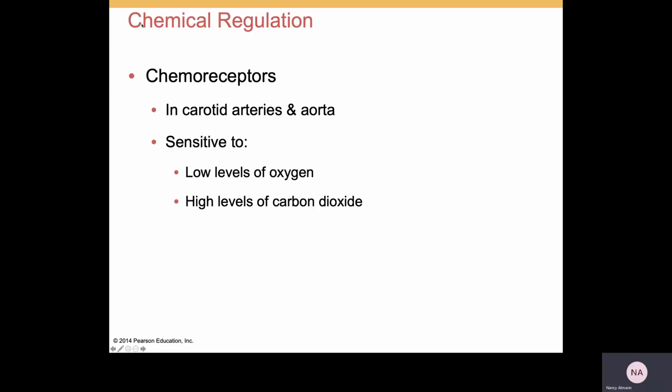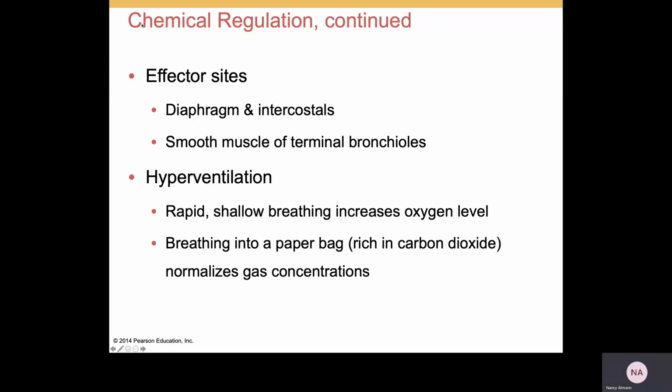When you talk about chemoreceptors, we'll remember that they are in the carotid arteries and the aorta, and you remember that from the circulatory system and vasculature. That was a test question on the last exam. These guys are going to be sensitive to low levels of oxygen and or high levels of carbon dioxide. Effector sites will include the diaphragm and the intercostal muscles, as well as smooth muscles of terminal bronchioles.